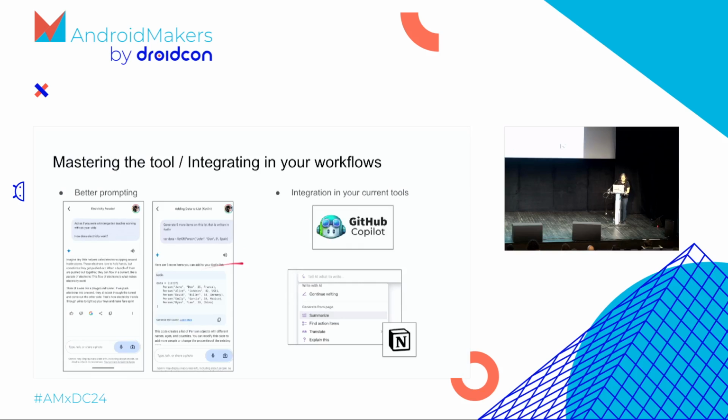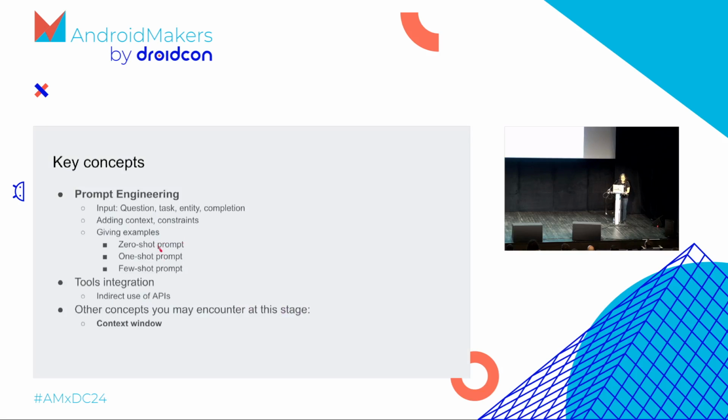So for example, here on my screenshot, this is a one-shot prompt because I gave one example. I say, okay, take this example and generate more. And by your use case, one or the other is going to be more optimal. And of course, on the tools, basically what's going on is that you are indirectly using the APIs or the SDKs provided by Gemini, OpenAI, and so on.